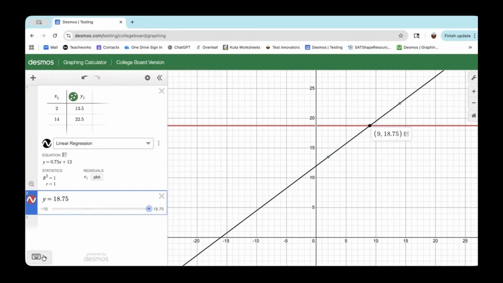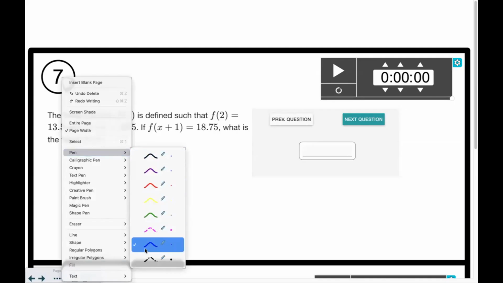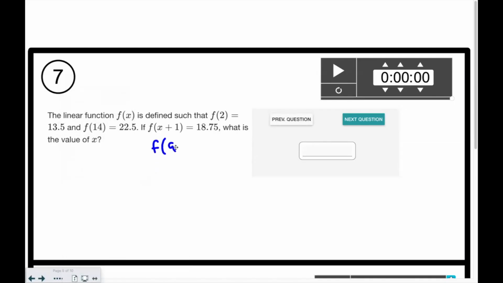But that's not the answer to the problem, so let's just remember that. An input of 9 is what gave us 18.75. And then when I hop back to the problem, what we just figured out from Desmos was that f of 9 was 18.75 based off of this information, which just tells me that x itself must be 8, because 8 plus 1 is 9.